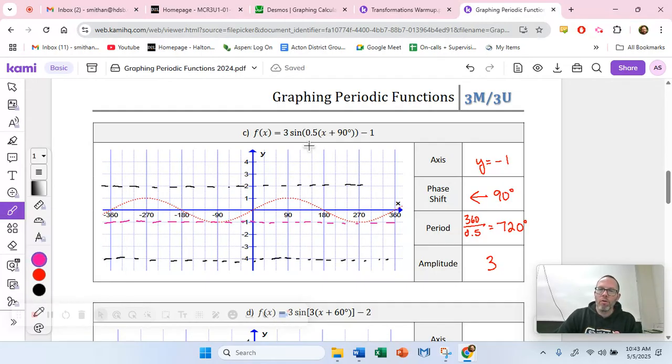Find your starting point. We're shifting left 90 here, so we're going to start here on the axis, but left 90. And then we just have to plot more points. The period is 720. That means half the period is 360. So the next time we touch the axis will be at 270. And then we're kind of off the grid to the left, aren't we, a little bit? That's fine. Let's just sketch what we can sketch.